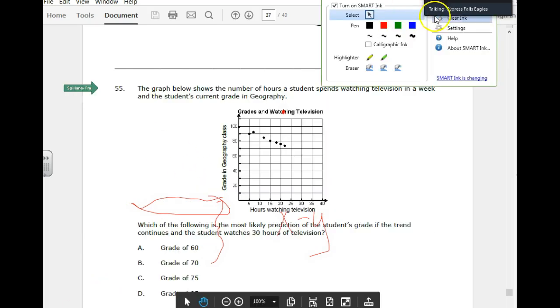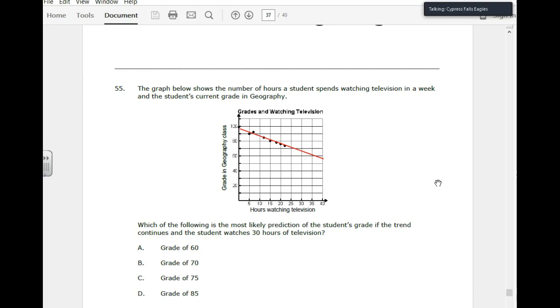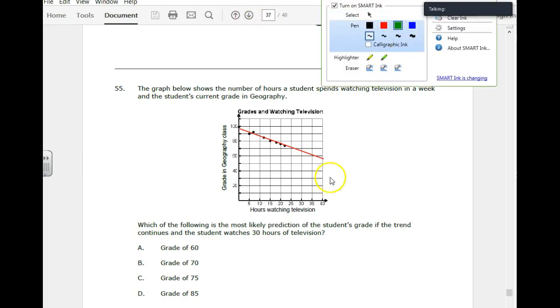This one's another best fit line. Does someone want to draw a segment? Lovely. Which of the following is the most likely prediction of the student's grade if the trend continues and they watch 30 hours of television? Did this question make you scared to watch TV?